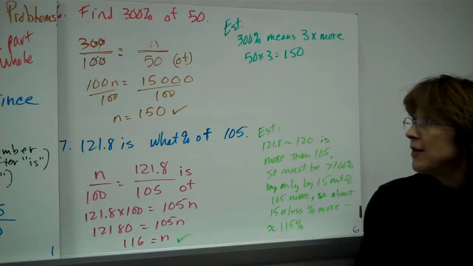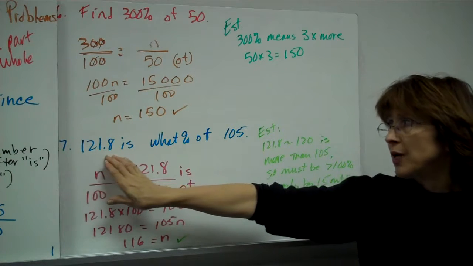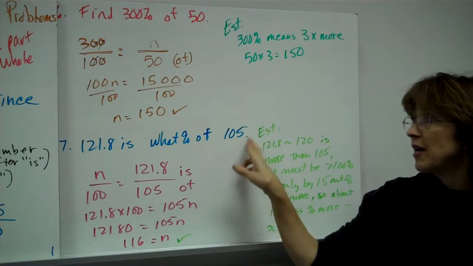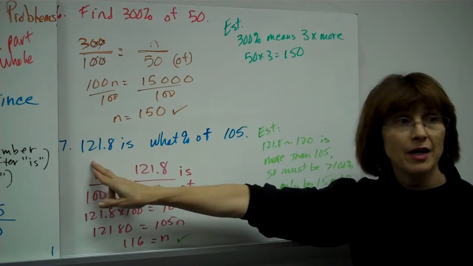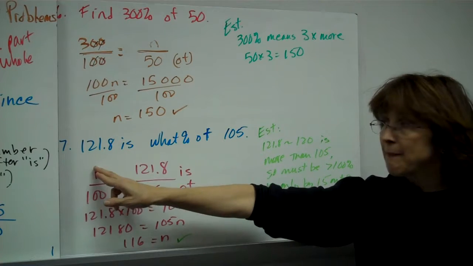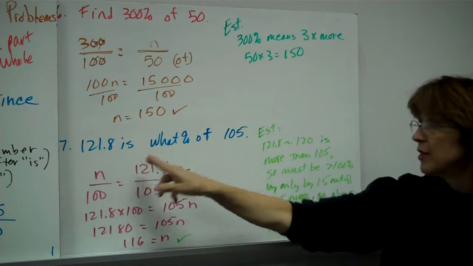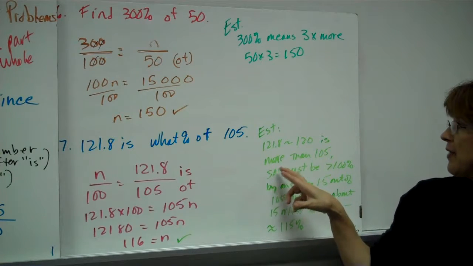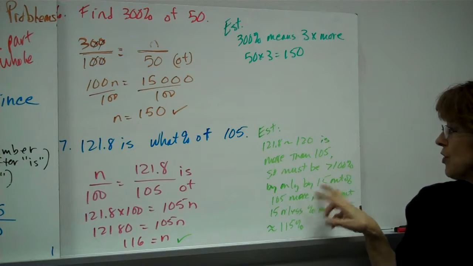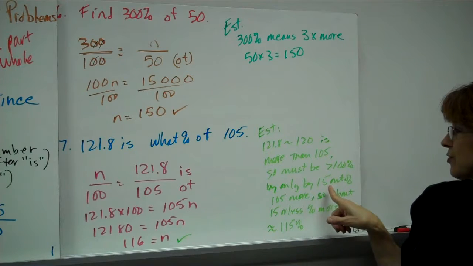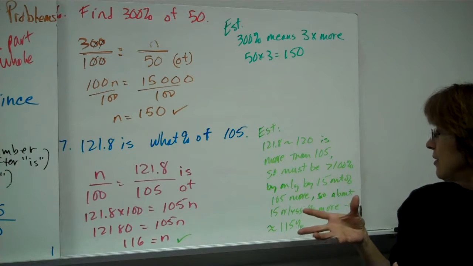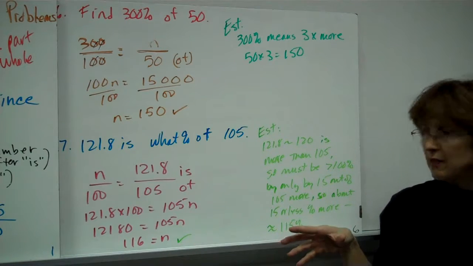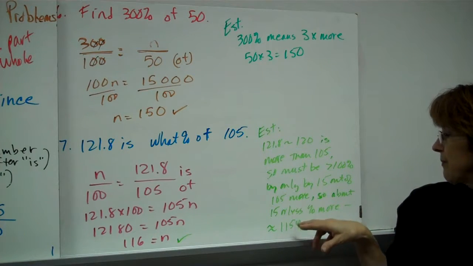All right? Now here's another one. What if you had 121.8 is what percent of 105? Okay, imagine you had a test, 105 questions, and there was some bonus, and you got 122 of them right. Would you get more than 100% or less? You'd get more. So you can estimate it. 121 is about 120, and that's more than 105. So you know it's going to be more than 100%. And you can follow this through. It's only about 15 more out of 105. So you get a little bit more than 15%.